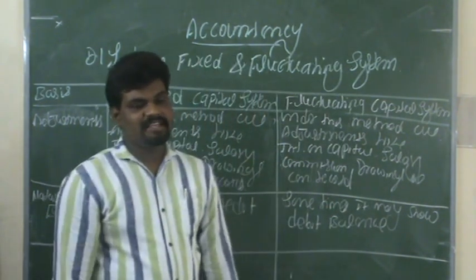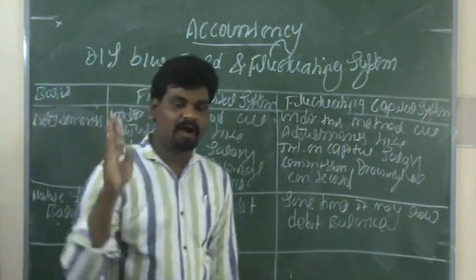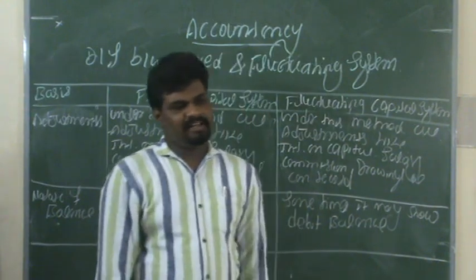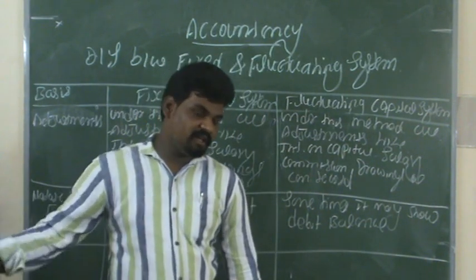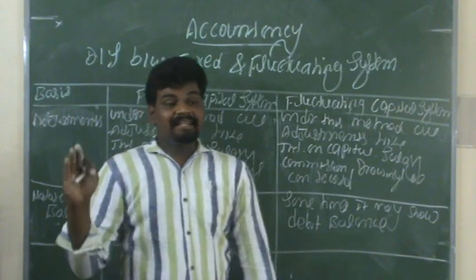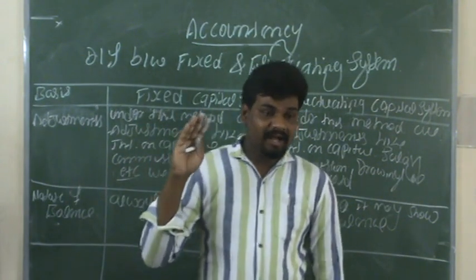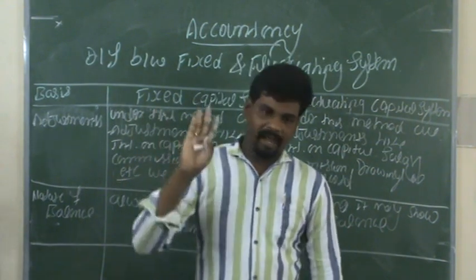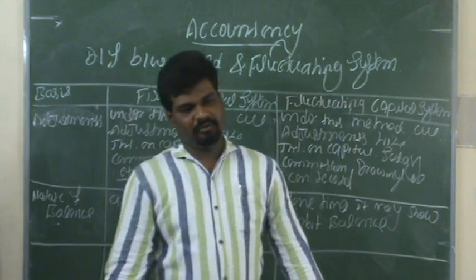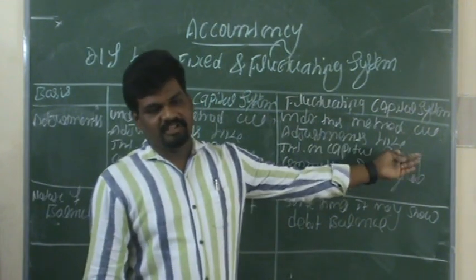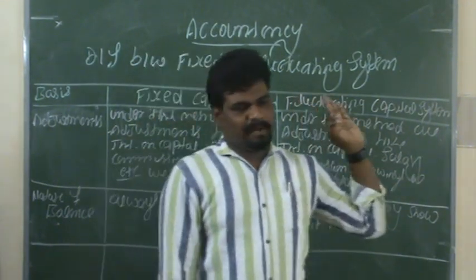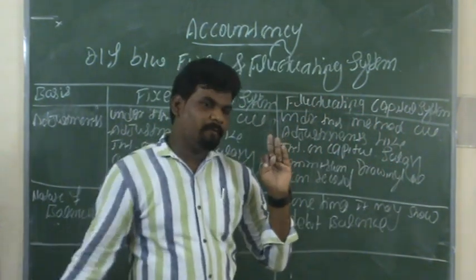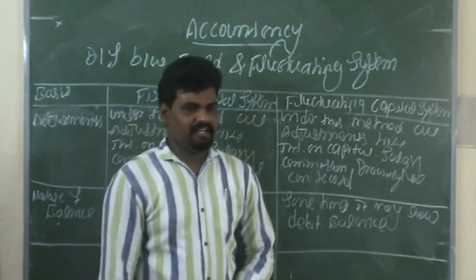The first difference is related to the number of accounts. Under the fixed capital system, the amount of capital does not change from one year to another. Under this method, we can prepare two necessary accounts, namely the partner's capital account and the partner's current account. And in the same way, on the opposite side, under the fluctuating capital system, the amount of capital will change from one year to another.